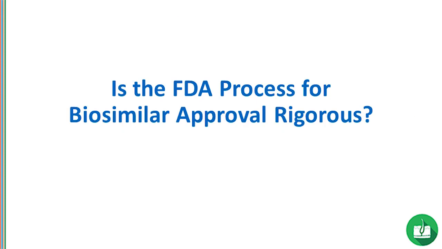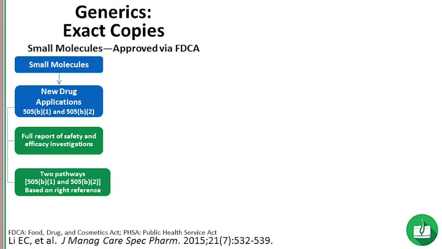Now, in looking at the FDA process for biosimilar approval, we want to make sure that this is rigorous, and we want to make sure that we have confidence in this process. Now, on the left, you'll see the process of creating, again, exact copies of generics. Again, these are small molecules, and they are approved through the Food, Drug, and Cosmetics Act.